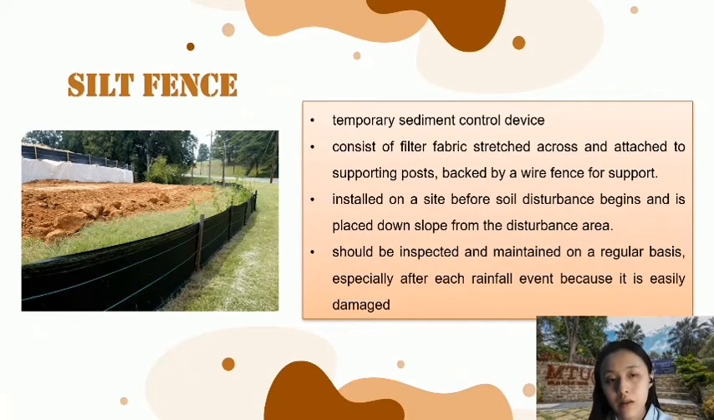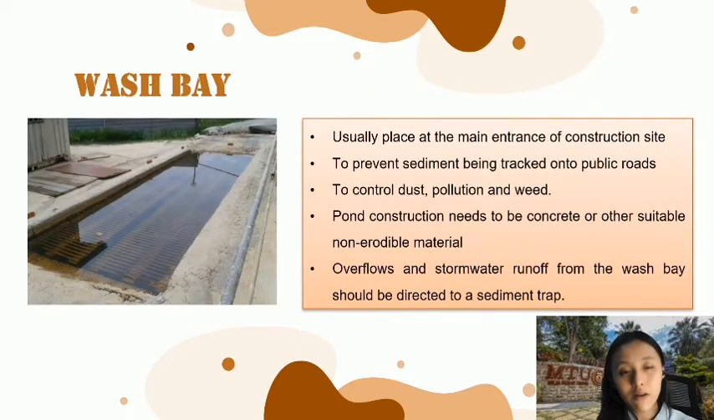And in our project, we are applying 2 types of sediment control. First, the silt fence. It is a temporary sediment control device which consists of filter fabric stretched across and attached to the supporting posts backed by a wire fence for support. It is installed on the site before the soil disturbance begins, and it is placed downslope from the disturbance area. It should be inspected and maintained on a regular basis, especially after the rainfall event, because it is easily damaged. The second sediment control is by using wash bay.